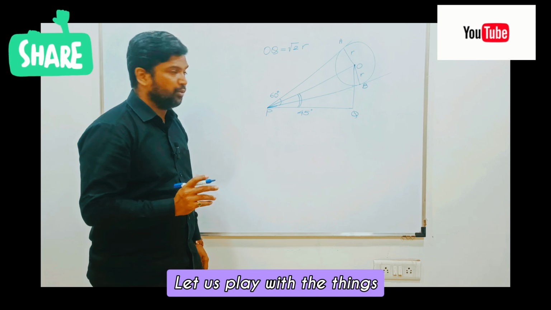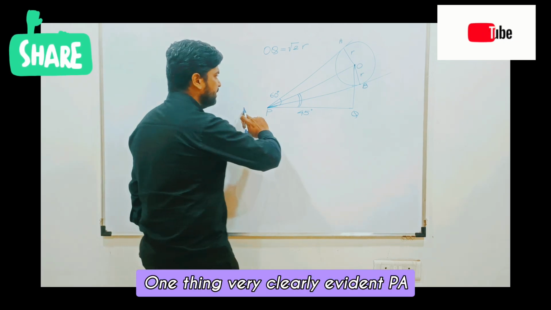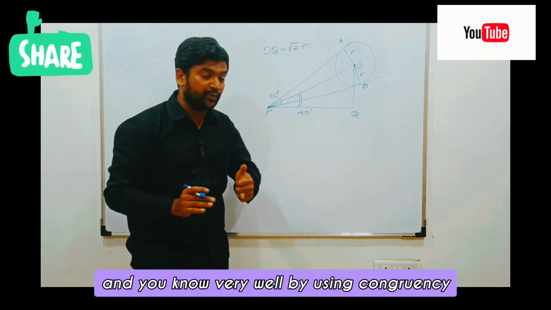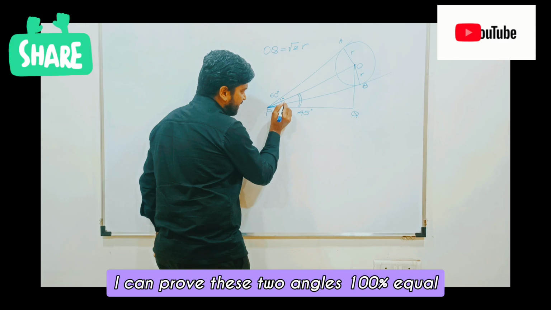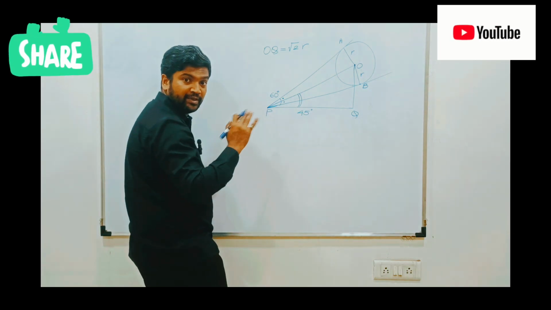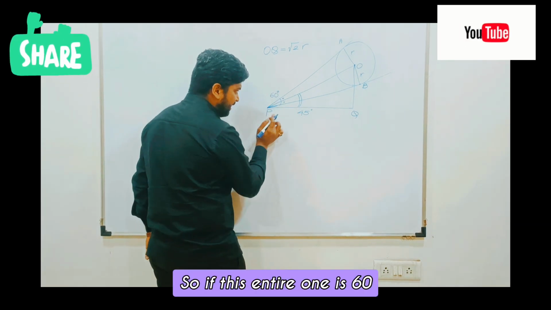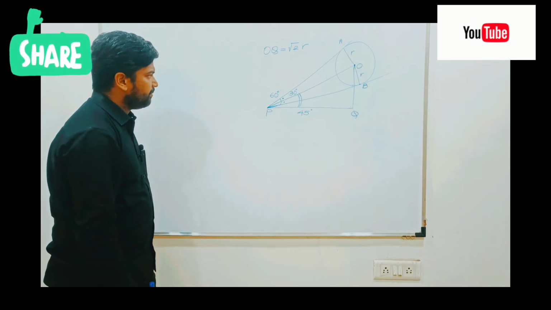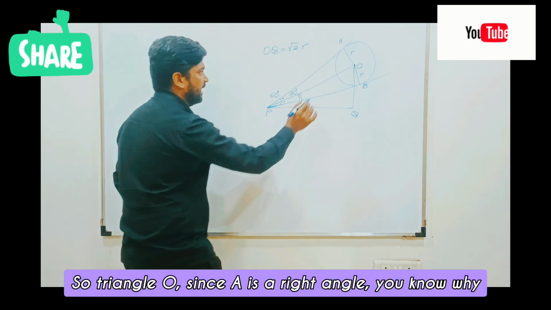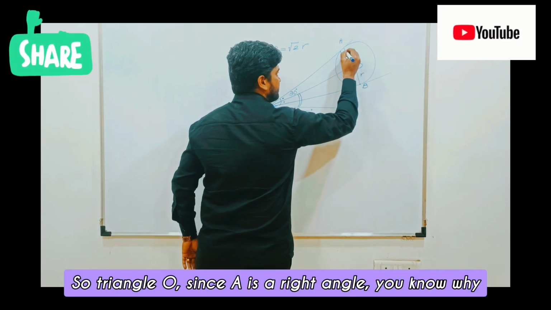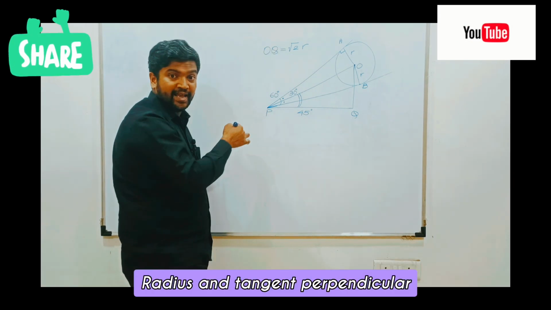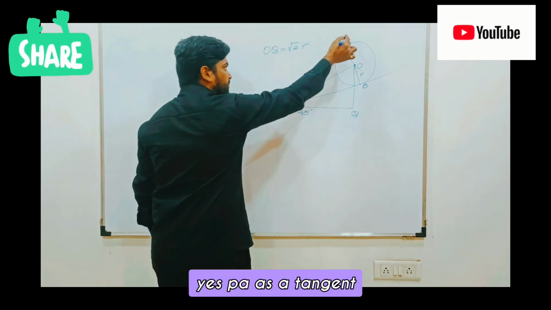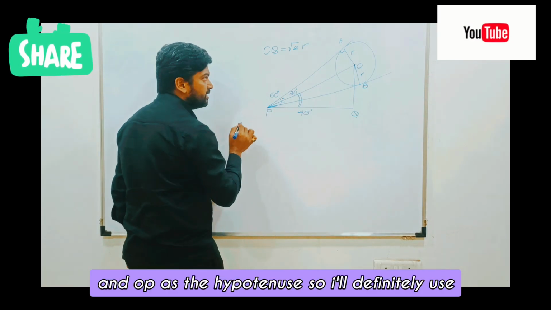Now let us play with the things. One thing very clearly evident, PA and PB both are tangents. And you know very well by using congruency I can prove these two angles 100% equal by using CPCT, correct? So if this entire one is 60, this angle becomes 30. So let us take that triangle now. So triangle O, since A is a right angle, you know why? Radius and tangent are perpendicular. So OA is the radius, PA is the tangent, and OP is the hypotenuse.